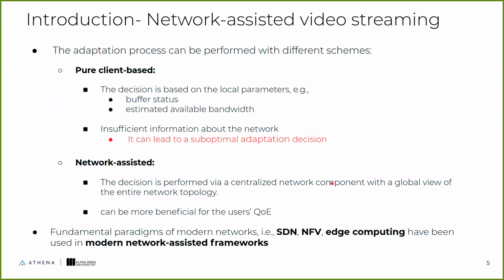The adaptation process can be performed with different schemes. One of them called pure client based, with insufficient information about the network by just considering buffer status or local parameters. So it seems it can lead to suboptimal adaptation decision. To remedy this problem, network assisted approaches are proposed. The decision is performed via a centralized component with a global view of the entire network topology. So it can be more beneficial for the user's QoE compared to the first approach.